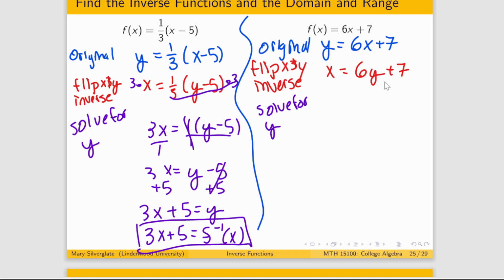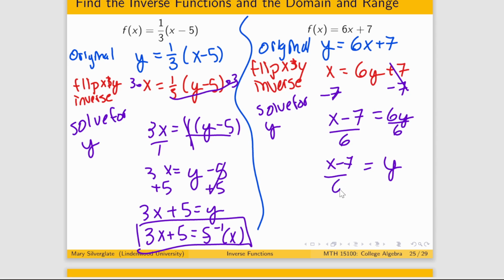So in this case, I want to undo adding 7 by subtracting 7. So then I get x minus 7 is equal to 6y. And then I want to undo multiplying by 6 by dividing by 6. So y is equal to (x minus 7) over 6.